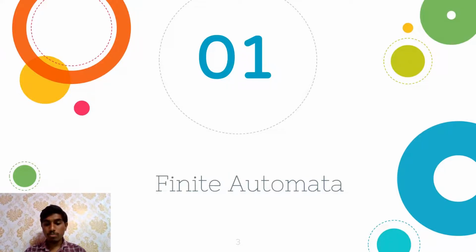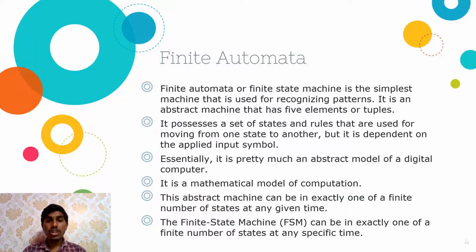So finite automata, or finite state machine, is the simplest machine that is used for recognizing patterns. It is an abstract machine that has 5 elements or tuples. So basically finite automata is described using a 5 tuple system. We will discuss the elements present in the tuple. It possesses a set of states and rules that are used for moving from one state to another, but it is dependent on the applied input symbol. Essentially, it is an abstract model of a digital computer. It is a mathematical model of computation.